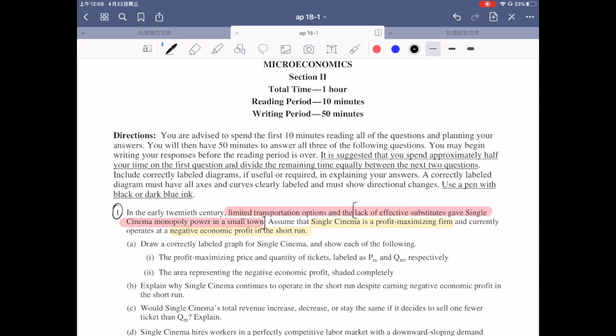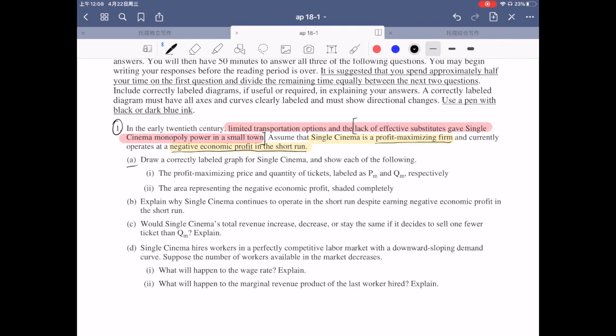So that means it's only one firm. And the monopoly is also one firm, so we need to draw the monopoly graph. And it's a profit maximizing firm and also operates at a negative economic profit in the short run. So part A is: draw a correctly labeled graph for a single cinema and show each of the following. The first is the profit maximizing price and quantity of tickets, labeled as PM and QM.